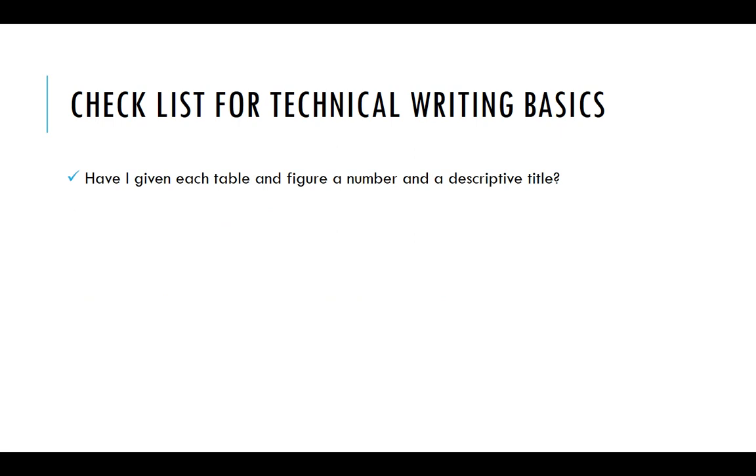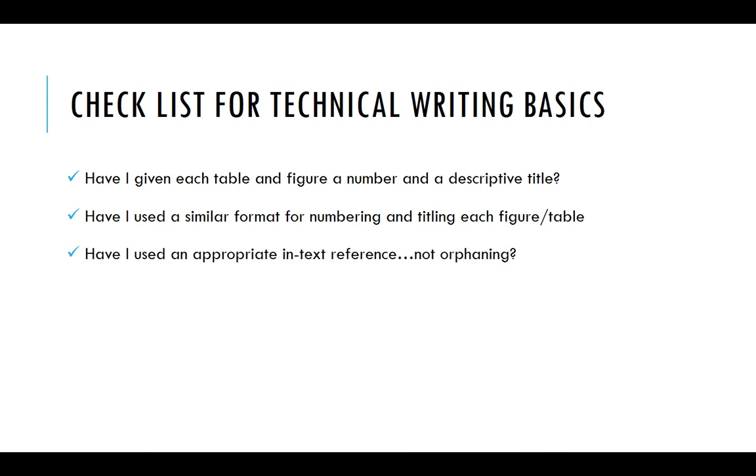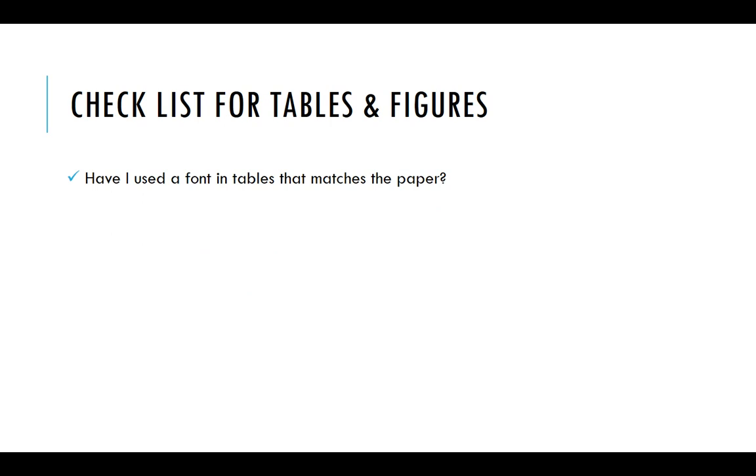Have I given each table and figure a number and a descriptive title? Have I used a similar format for numbering and titling each figure and table throughout the paper, right? We want to be consistent. Have I used an appropriate in-text reference? In other words, I'm not orphaning, right? So that's, Figure 1 shows that. So I'm pointing out, and that pointer comes before the table or graph. So does my in-text reference come before the table or graph? It should. Have I used a font in tables that matches the paper? We want consistency. We want these to look like really impressive reports.